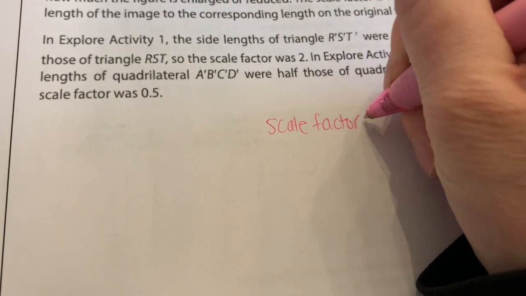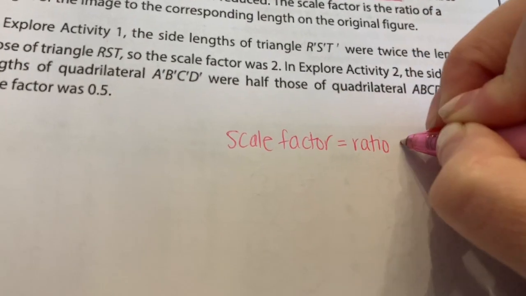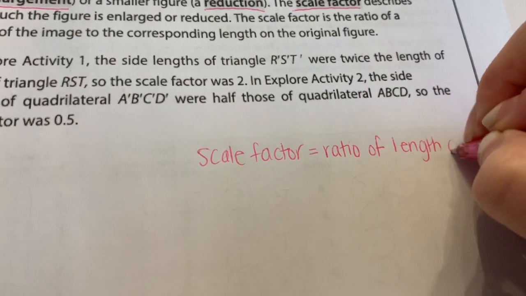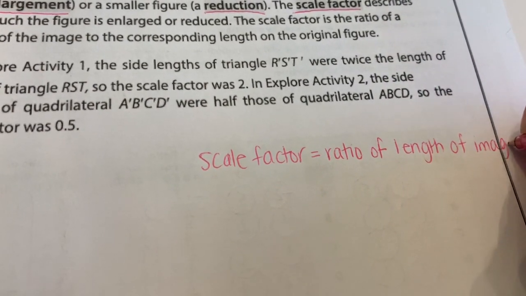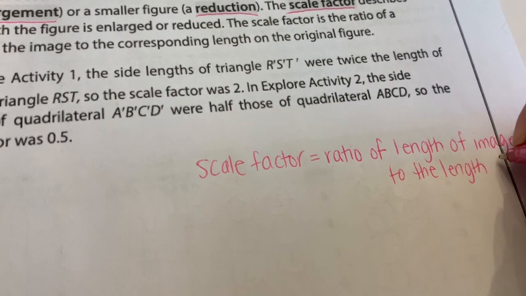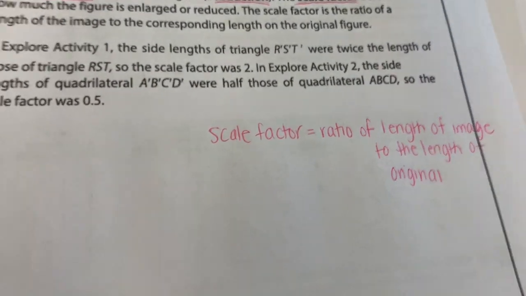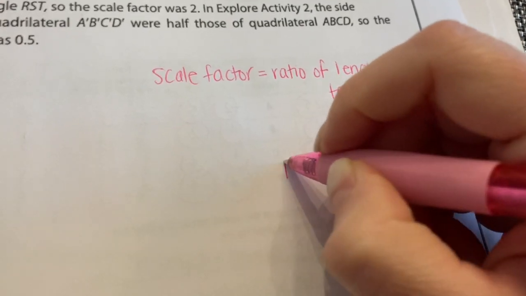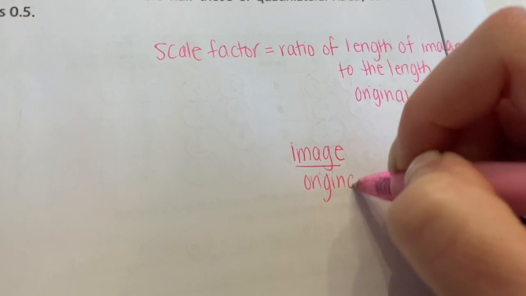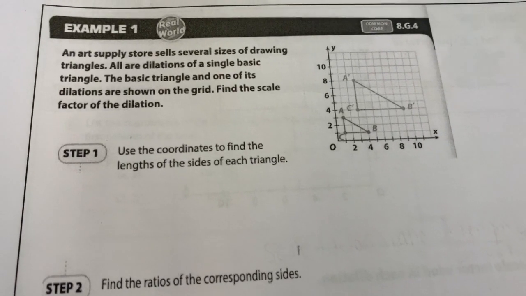To find the scale factor, you do the ratio of the length of the image to the length of the original. Okay, and what that ends up looking like is always image over original, or you can call it the pre-image as well. Okay? Okay, so let's take a look at an example.